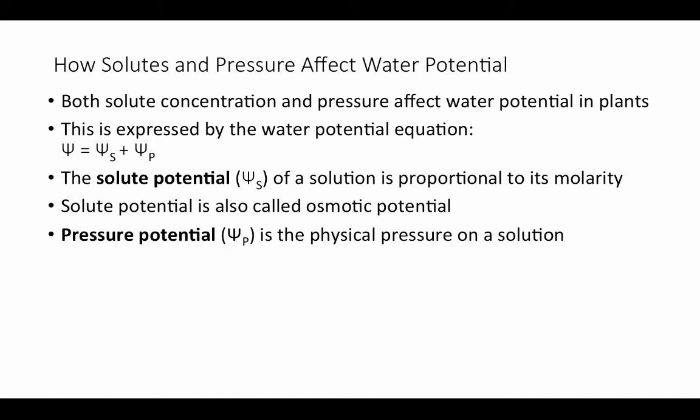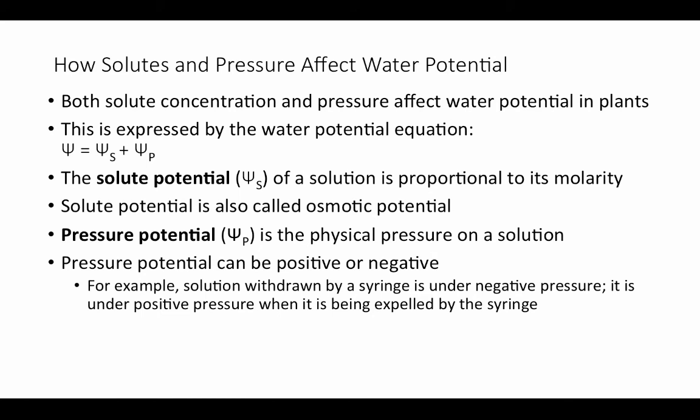Pressure potential is the physical pressure on a solution. So pressure potential can be positive or negative. A great example of this is using a syringe. You can have suction pressure when the plunger of a syringe is withdrawn, and so the fluid is drawn in under negative pressure, that's suction pressure, when the plunger is pulled up. It's going to be under positive pressure when you push that plunger down and push it out. So you can think of negative as being pulling pressures and positive as being pushing pressures.